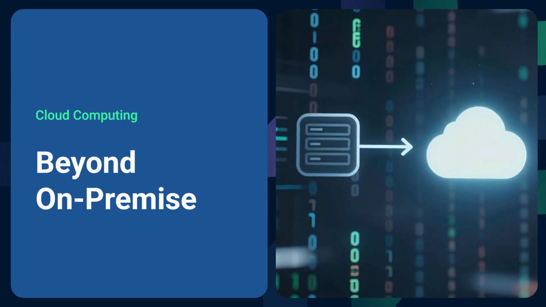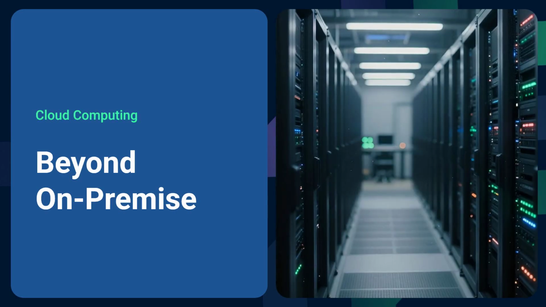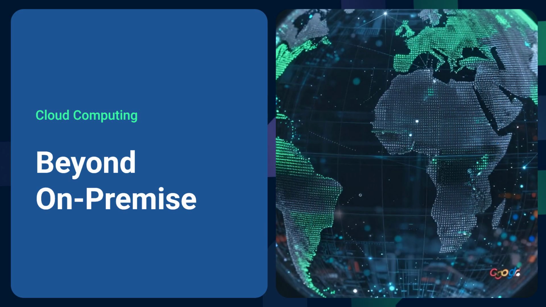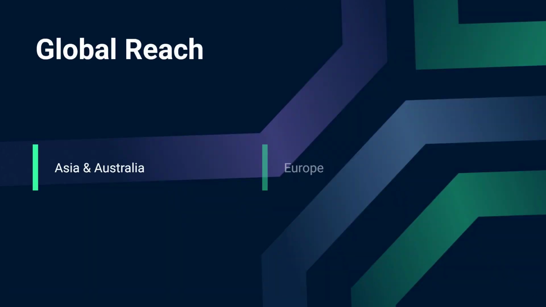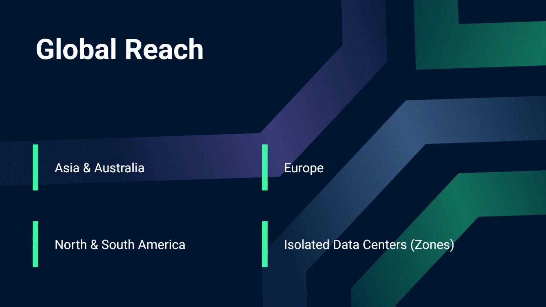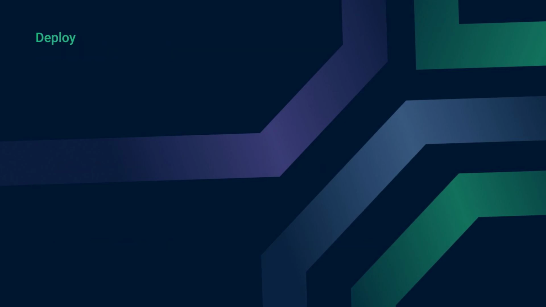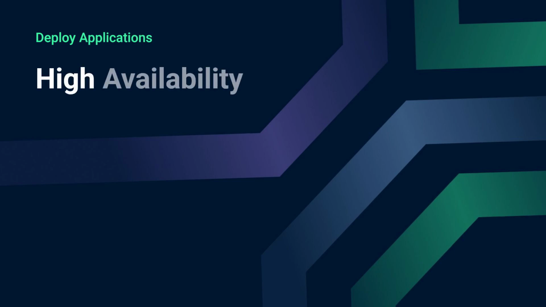We have the ability to run them in the Google Cloud, and that could be in any of Google's data centers around the globe. There's regions in Asia, Australia, Europe, North America, and South America. Each region has a collection of zones, so these are isolated data centers within each region. As a result, when you deploy your applications in the Google Cloud, you can ensure high availability.